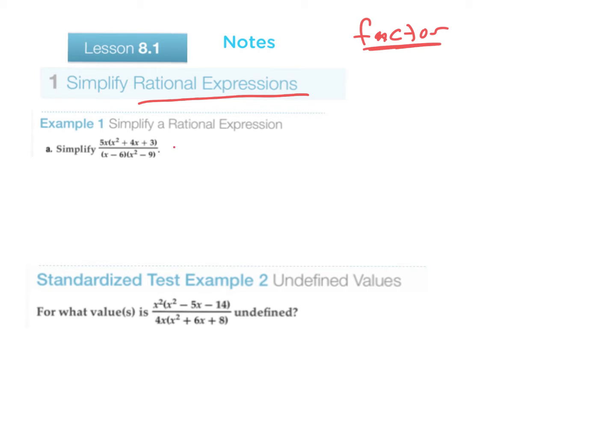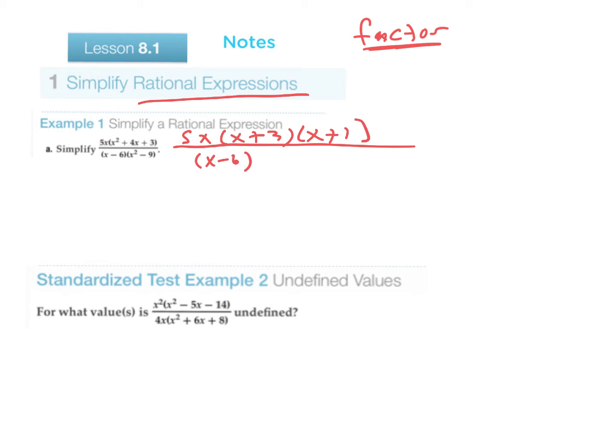So let's look at our numerator here. And if I factor this, well, 5x is already kind of factored. So then we look at our trinomial. And the trinomial is what two numbers multiply to give me 3 and add up to 4. That factors to x plus 3, x plus 1. Then we look at our denominator. X minus 6 is already factored, so I'll just put that in parentheses.